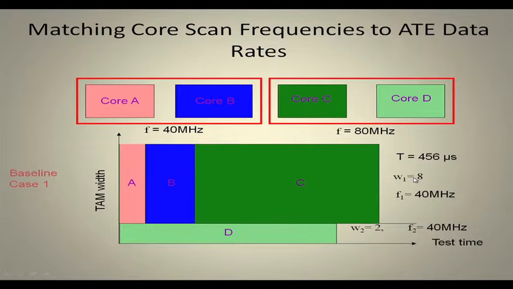This is the baseline case, where I have divided the 10 lines of the TAM into 2. The first TAM width is 8, and the second TAM width is 2. The schedule it generates is that core A is scheduled here, core B is scheduled here, core C is scheduled here, and core D is scheduled here. So, overall test time is T equal to 456 microsecond. It ends at this point.